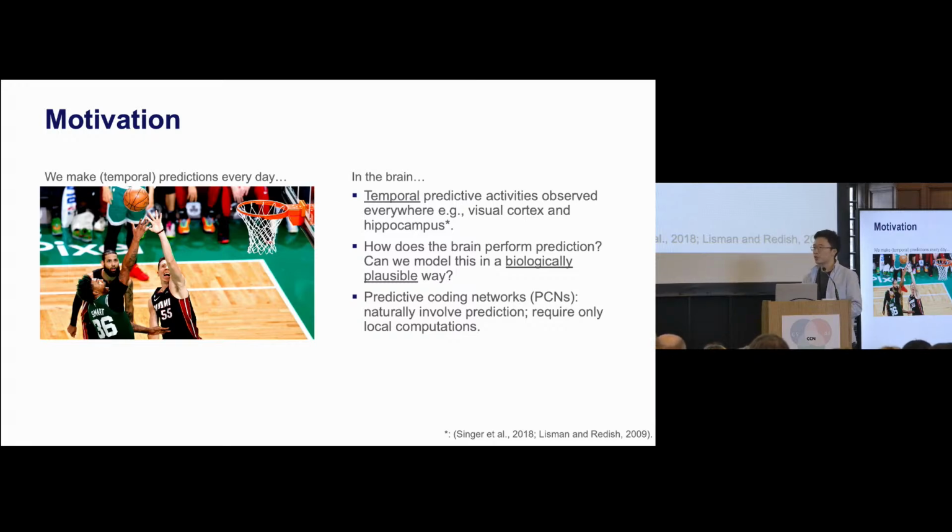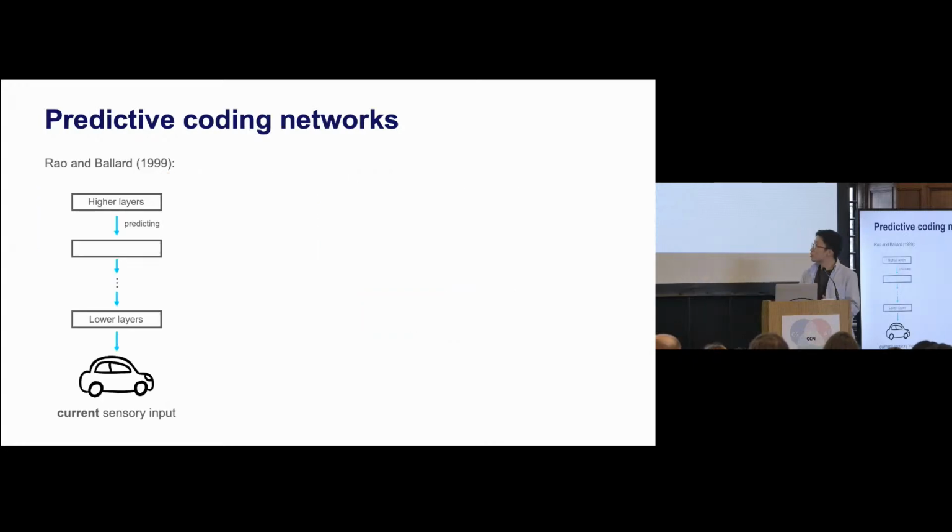So a very natural and very good candidate for answering this question is predictive coding networks, because of course they naturally involve these predictive computations, and in their network implementation they require only local computations, making them biologically plausible. So the original predictive coding network, proposed in the seminal work by Rao and Ballard in 1999, proposes that the cortex follows a hierarchical structure, where the higher layers generate predictions of the activities in the lower layers, all the way down to the current sensory input, for example, a car.